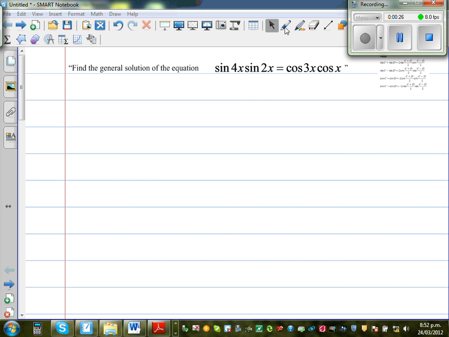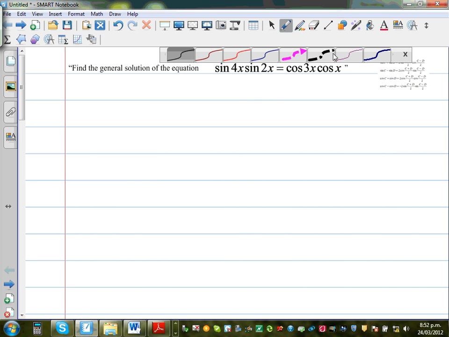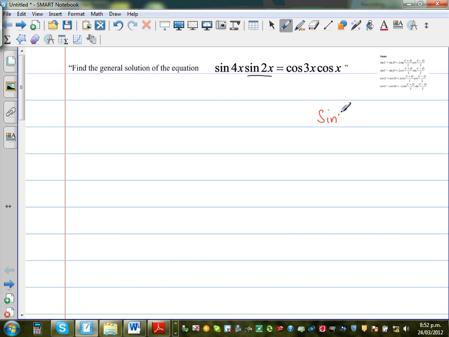So here, I'm going to use the double angle formula on the left hand side, since I can see sin 4x and sin 2x. I hope you know the double angle formula for sine. Let me write the formula in a different color. The double angle formula for sine is sin 2x = 2 sin x cos x. So I'm going to use that on sin 2x.